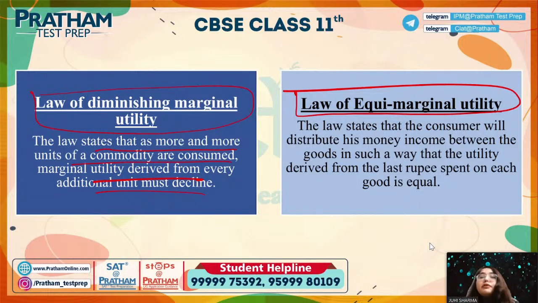So that is the law of equimarginal utility. What is the law of equimarginal utility? The law of equimarginal utility says that consumers are very smart and they always distribute their income in a manner wherein, for all the goods and services in which they are interested, they derive the maximum utility even from the last rupee which they spend, and that should be equal.